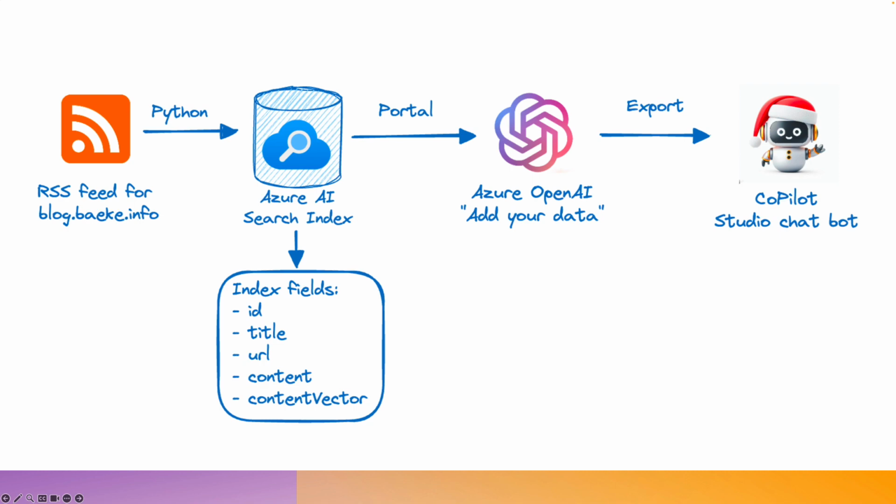Now, every blog post will be chunked into smaller pieces. The HTML will be converted to text, and we're going to store these smaller pieces of my blog post in a search index. We are going to use Azure AI Search, formerly known as Azure Cognitive Search. And in that service, we're going to create an index.